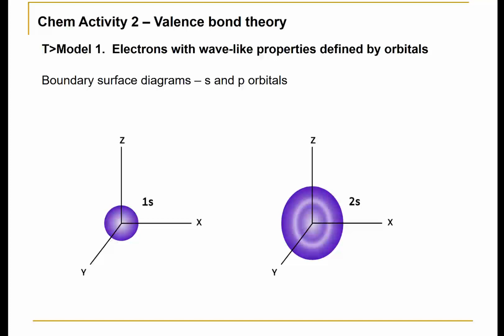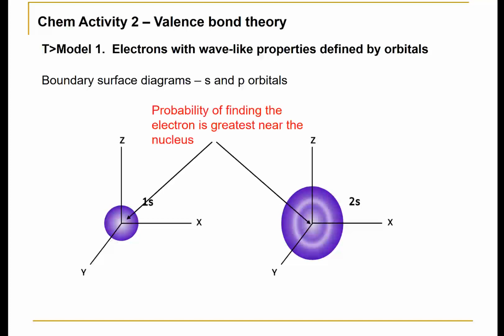And you will also see that these boundary surface diagrams indicate that the probability of finding the electron is greatest near the nucleus. With s orbitals at higher energy levels, such as the third and fourth, like a 3s and a 4s, the probability of finding the electron near the nucleus becomes less and less. That is, the electron's more likely to be further and further from the nucleus. 2s and 3s and 4s orbitals also differ. In addition to being larger, they also have what we call nodes, where there are regions of space where you're not likely to find the electron.